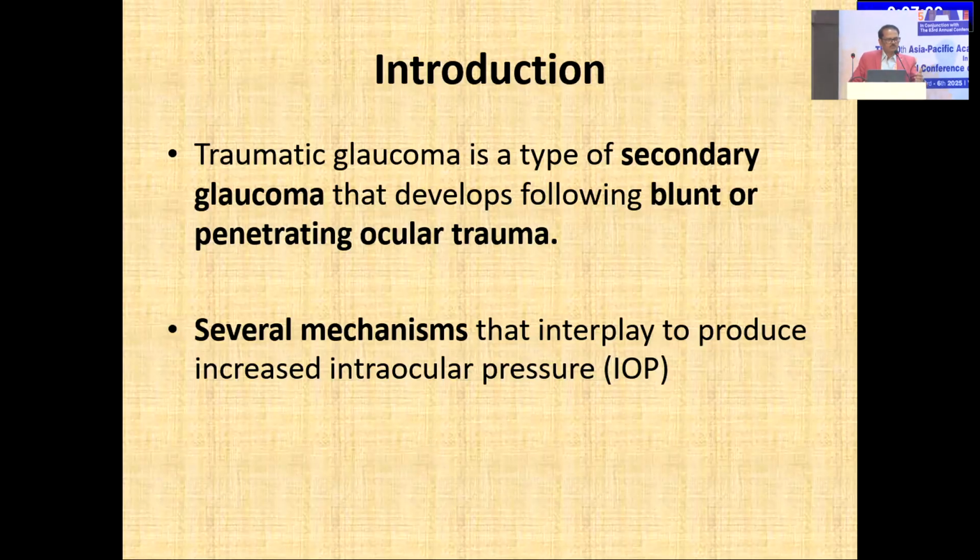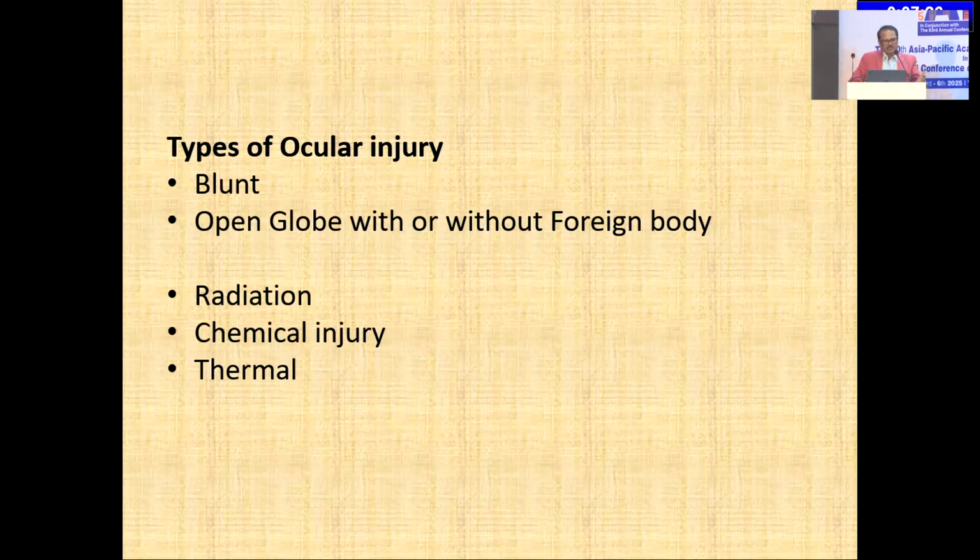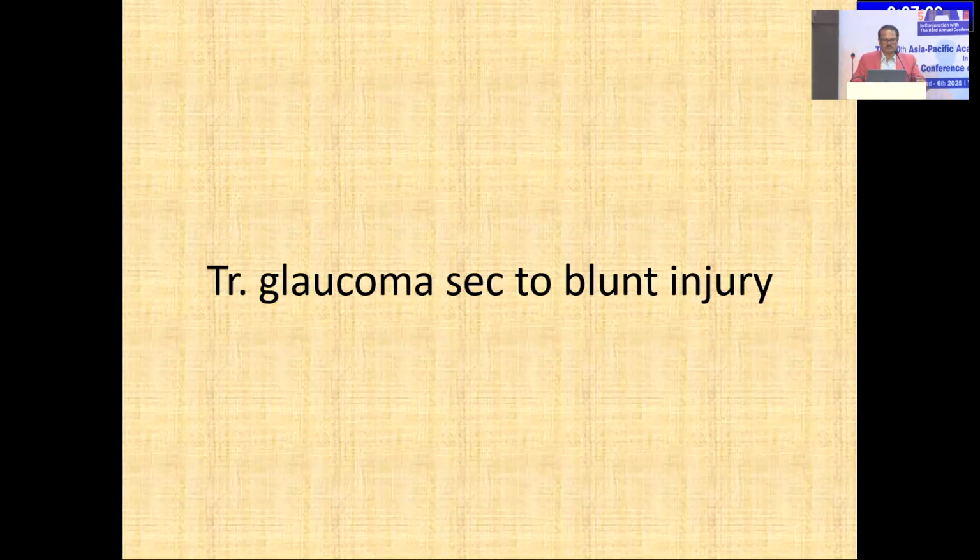Whenever any trauma occurs to the eye, there are several mechanisms which interplay to produce a rise in intraocular pressure. The types of ocular injury could be closed globe, that is blunt, or open globe with or without foreign body. It could be radiation, chemical, or thermal injury, but I would confine myself to blunt and open globe injury. The glaucoma can manifest anytime, from early to late. So any case of trauma should be followed even lifelong, just to see that the patient is not developing a rise in intraocular pressure.